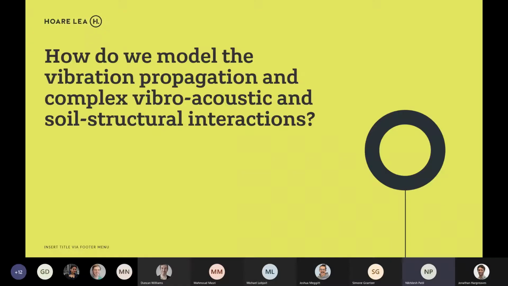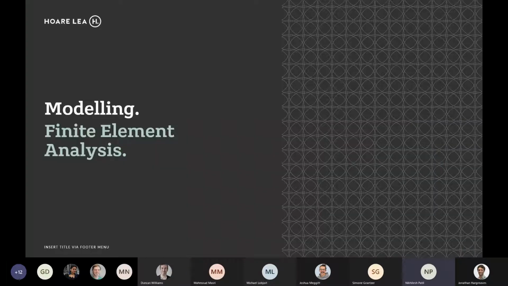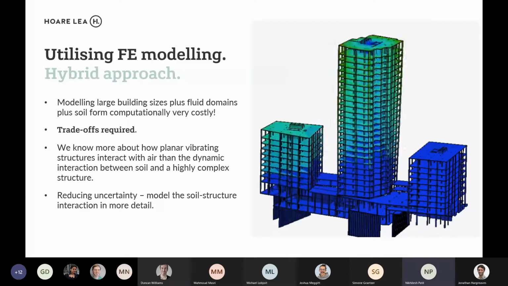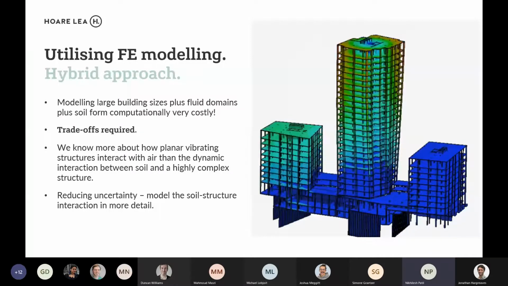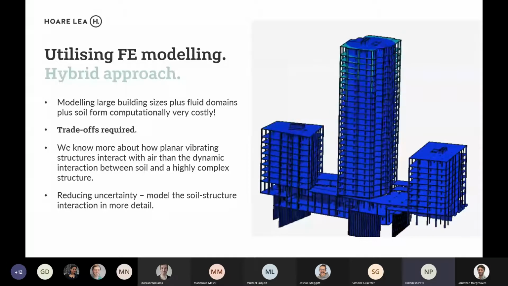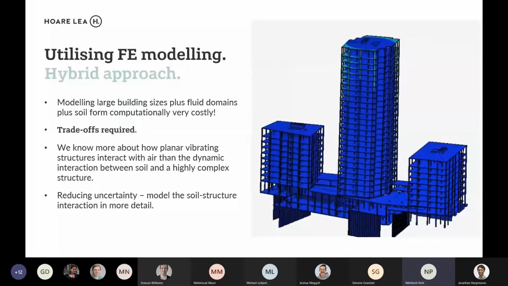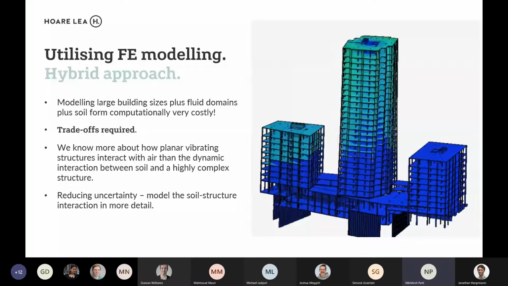Okay, so how do we now model the propagation and complex vibroacoustic and soil structural interactions, because there's no standard approach to it? The answer is to use numerical modeling, and we use finite element analysis methods to model these. What we do is employ a hybrid approach to this modeling, because when we model large building sizes and the fluid domains and the geotechnical, which would be the soil, it can become computationally very, very costly.